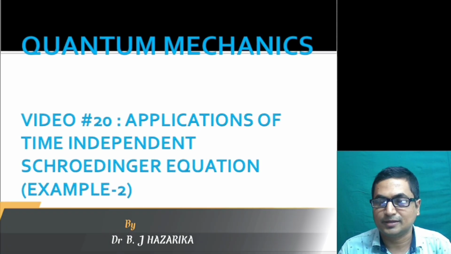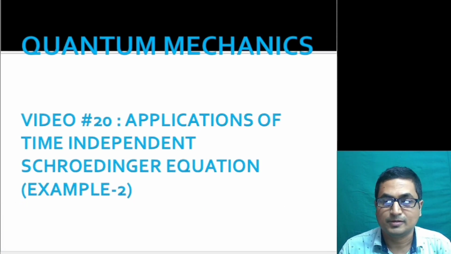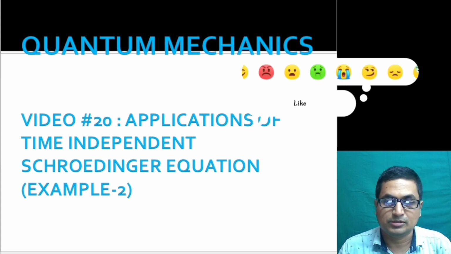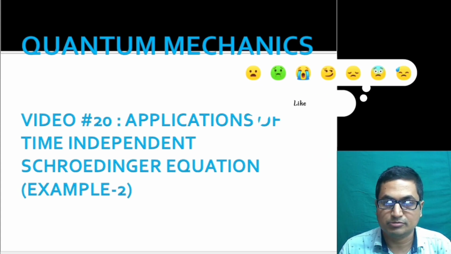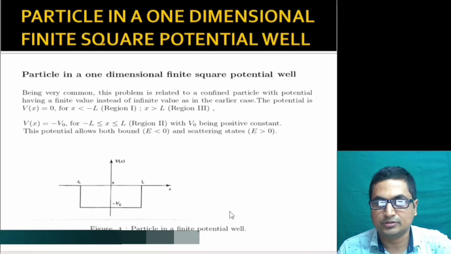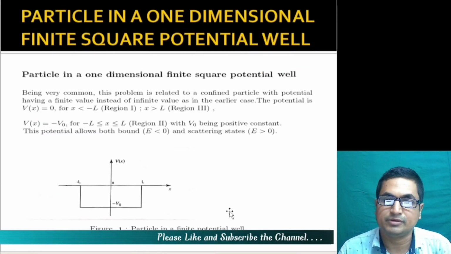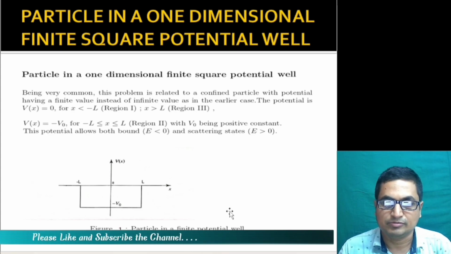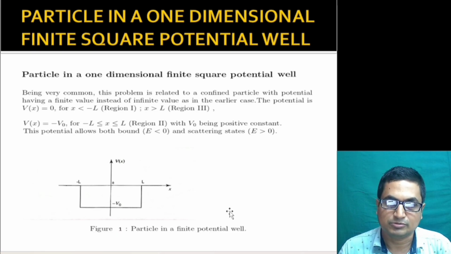Application regarding the time independent Schrödinger equation. Example number 2: in this we'll apply the time independent Schrödinger equation to a finite square potential well. A particle will be within a finite square potential well, and we'll find the wave function for the different regions, and then find the energy levels corresponding to this particular problem.